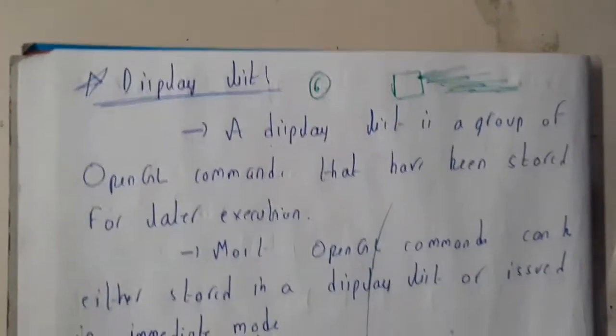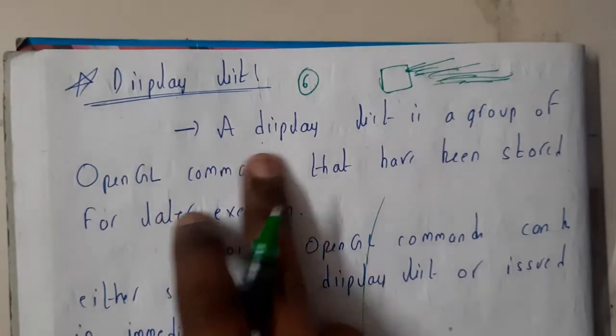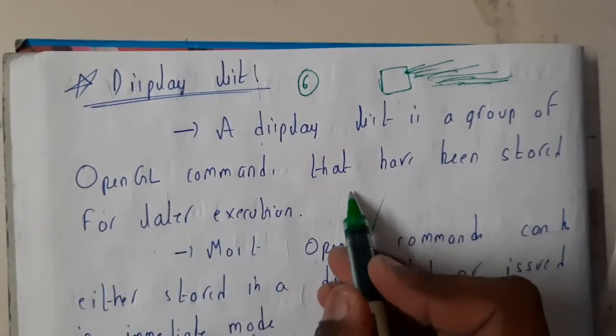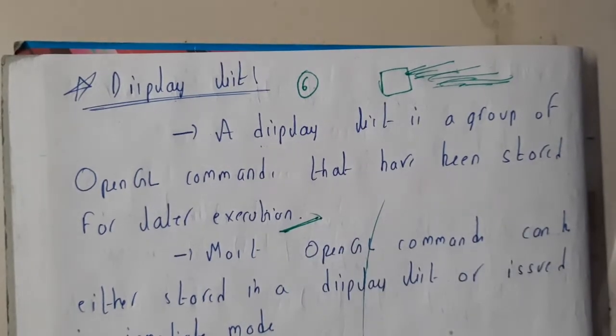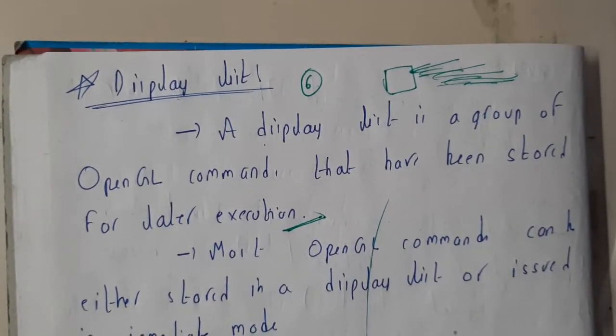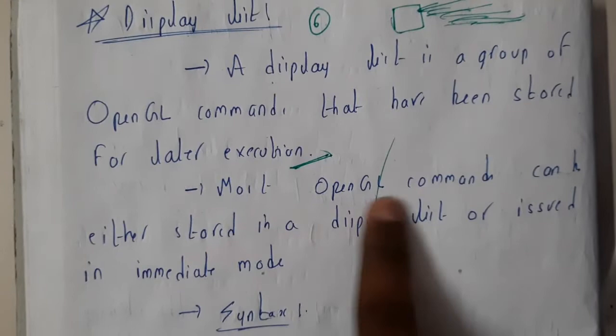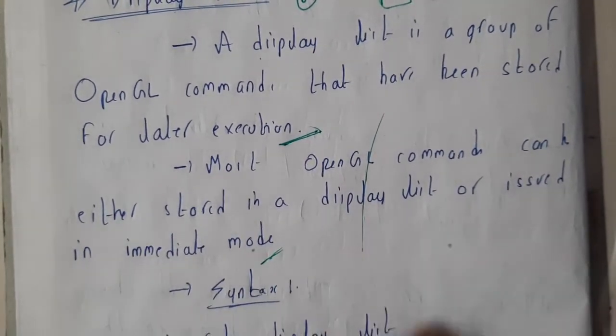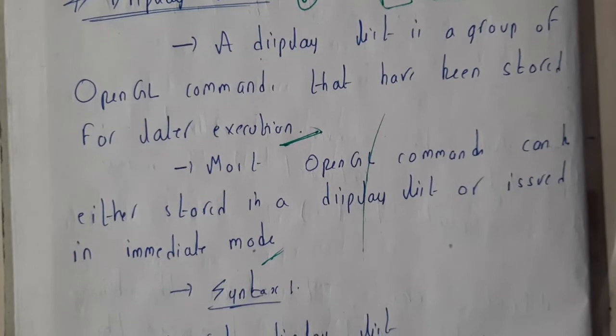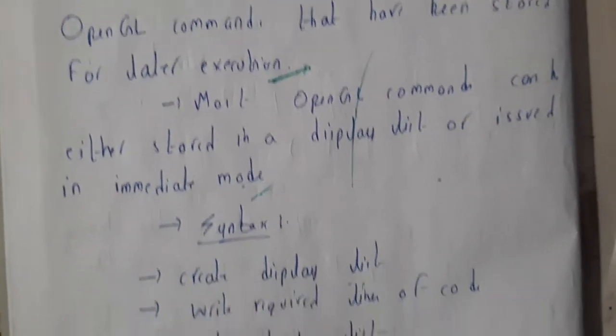A display list is a group of OpenGL commands that have been stored for later execution. So we can use it whenever we want. You can just call it and use it. Most OpenGL commands can be either stored in a display list or issued in immediate mode, so you can store most of them in display lists.